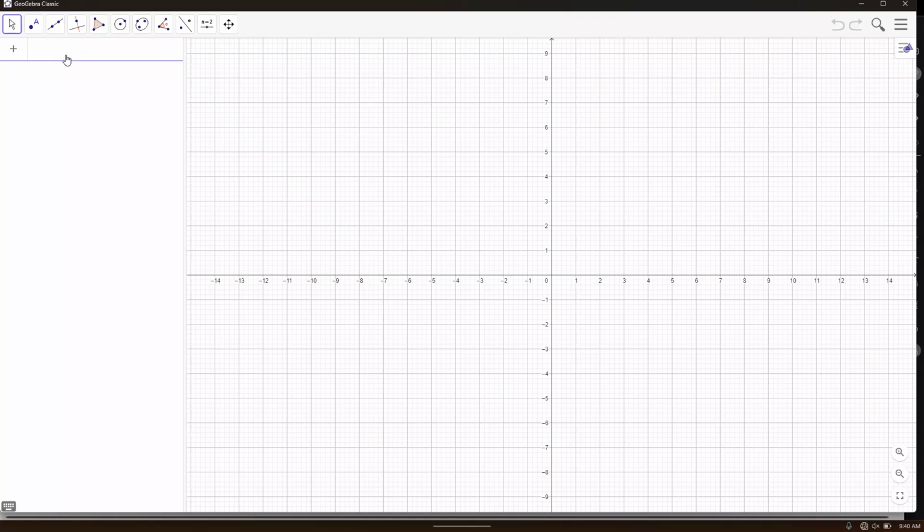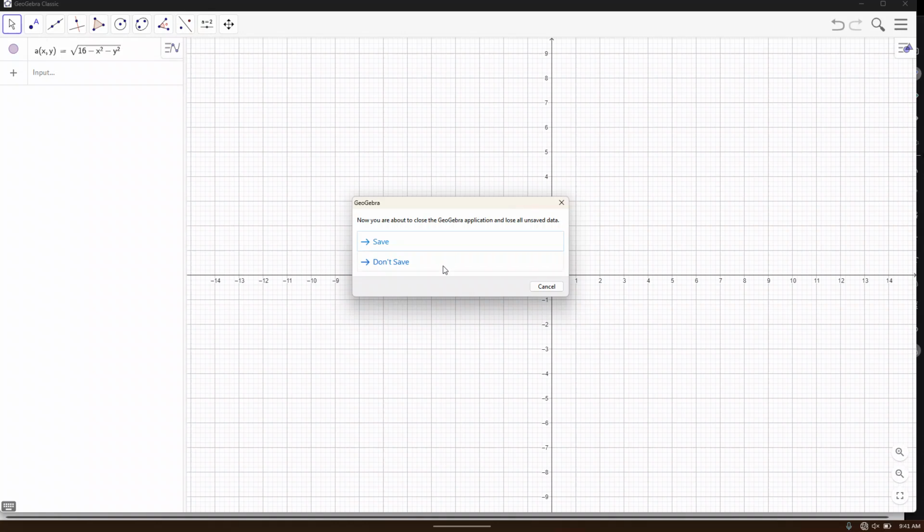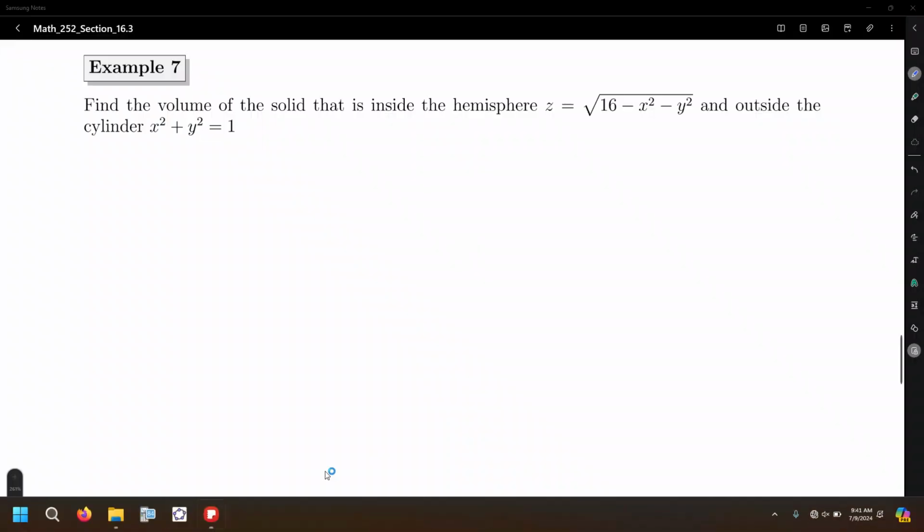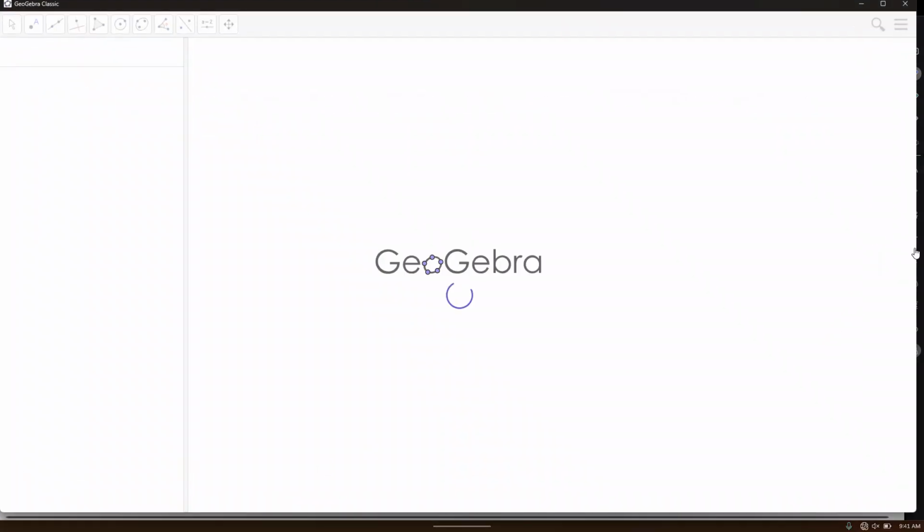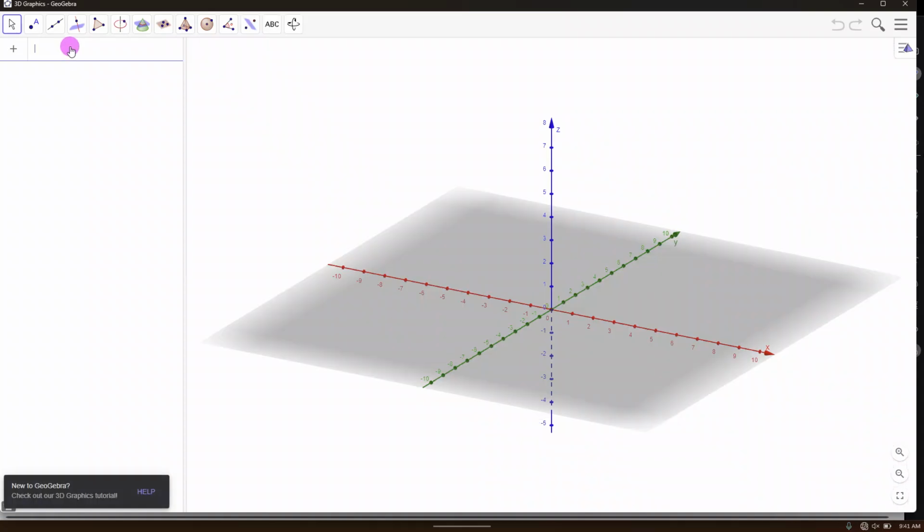The square root of what is that? 16 minus x squared minus y squared. Right? And what else? The cylinder. Oh, I needed the 3D version of it. Okay, let me open that again. Okay, GeoGebra 3D graphics. There you go.